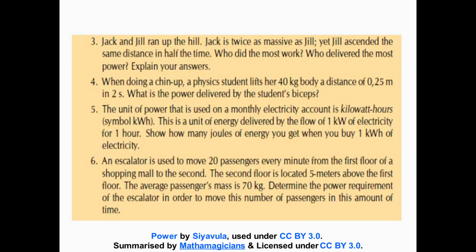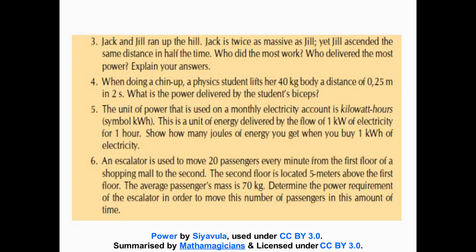All right, let's have a look at question 3. Question 3 reads, Jack and Jill ran up the hill. Jack is twice as massive as Jill, yet Jill ascended the same distance in half the time. Who did the most work? And who delivered the most power? And we can explain our answers. So now, how do we approach this question?